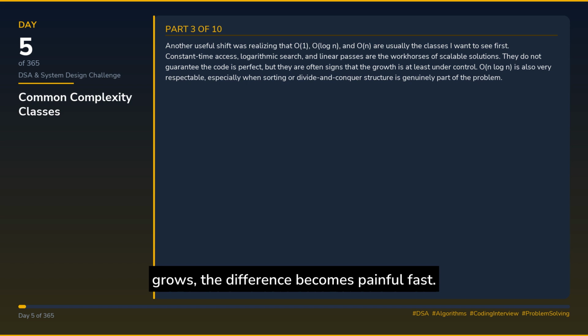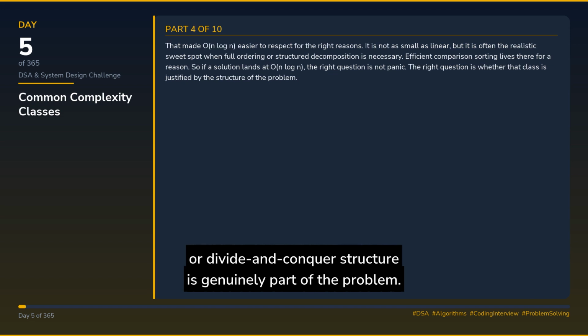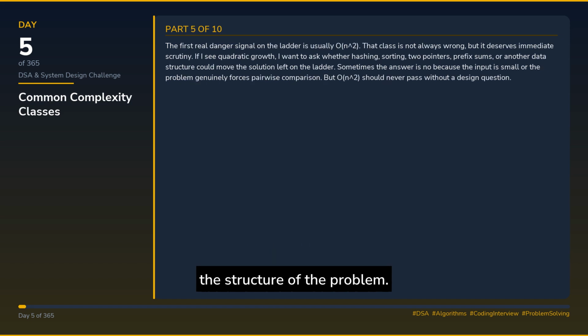O(n log n) is also very respectable, especially when sorting or divide and conquer structure is genuinely part of the problem. That made O(n log n) easier to respect for the right reasons. It is not as small as linear, but it is often the realistic sweet spot when full ordering or structured decomposition is necessary. Efficient comparison sorting lives there for a reason. So if a solution lands at O(n log n), the right question is not panic. The right question is whether that class is justified by the structure of the problem.